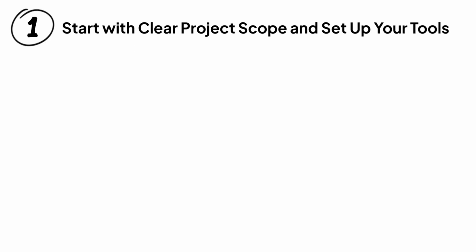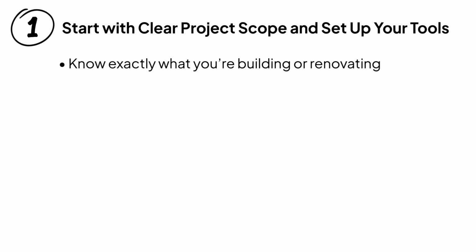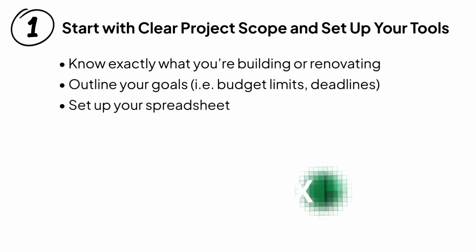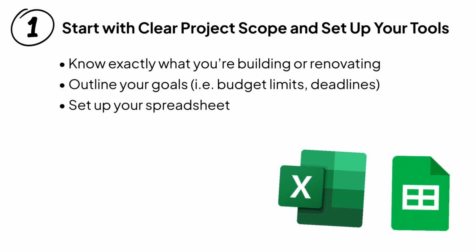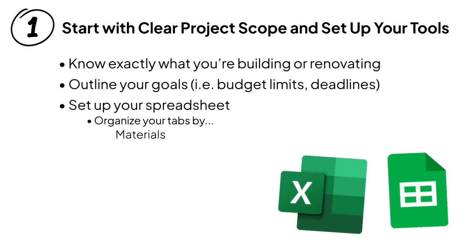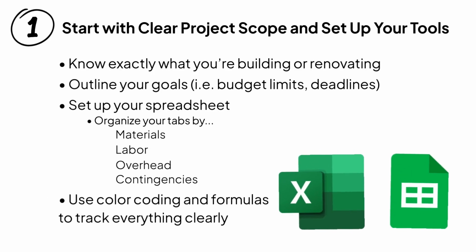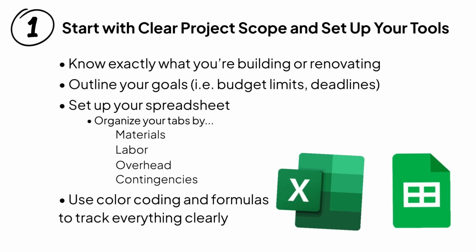First, start with clear project scope and set up your tools. Every budget starts with a well-defined scope. Know exactly what you're building or renovating, and outline your goals such as budget limits and deadlines. Then set up your spreadsheet. Whether you use Excel, Google Sheets, or something more advanced, organize your tabs by materials, labor, overhead, and contingencies. Use color coding and formulas to track everything clearly.